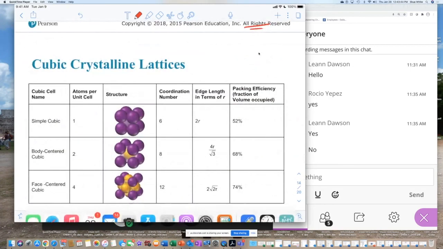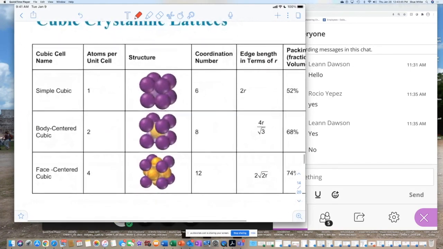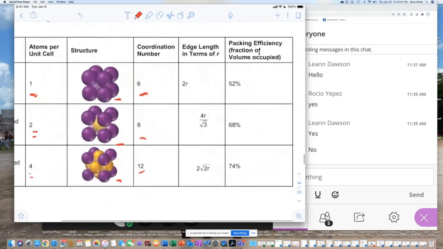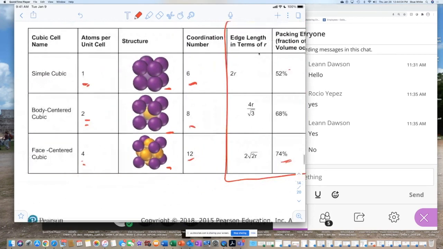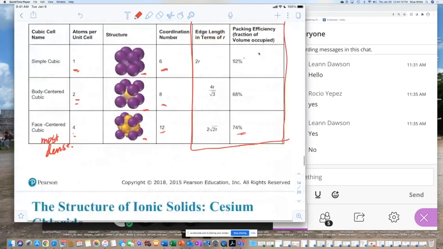So we have a summary here telling you how many atoms we have in the unit cell, what the basic arrangements are, and the coordination numbers. This is the part that we didn't do. We didn't go over figuring out the edge length or the packing efficiency. But you can see the one with the 4 atoms definitely packs a lot better, right? So if a metal has this property here, it will be the most dense and durable.